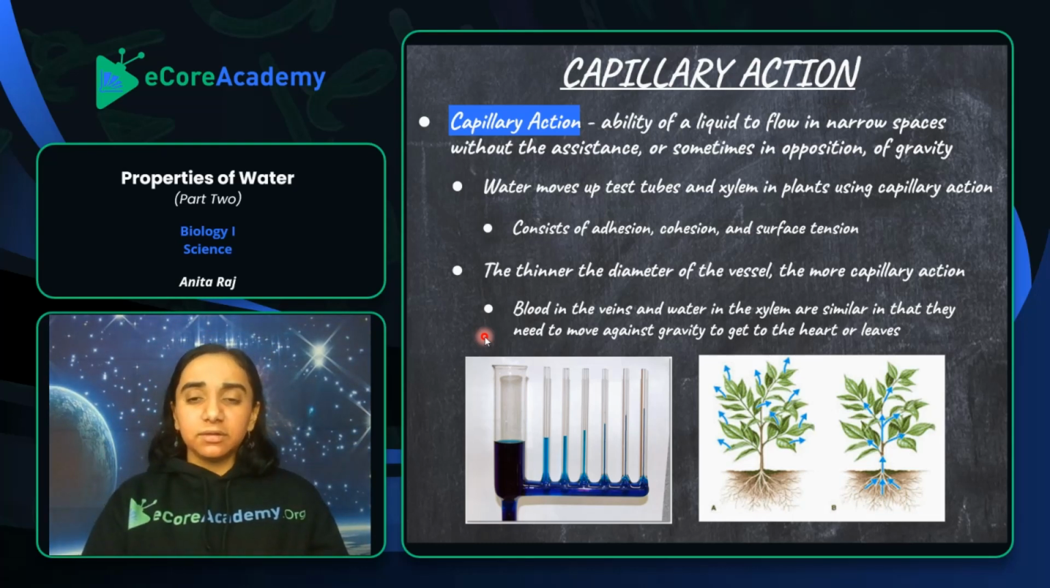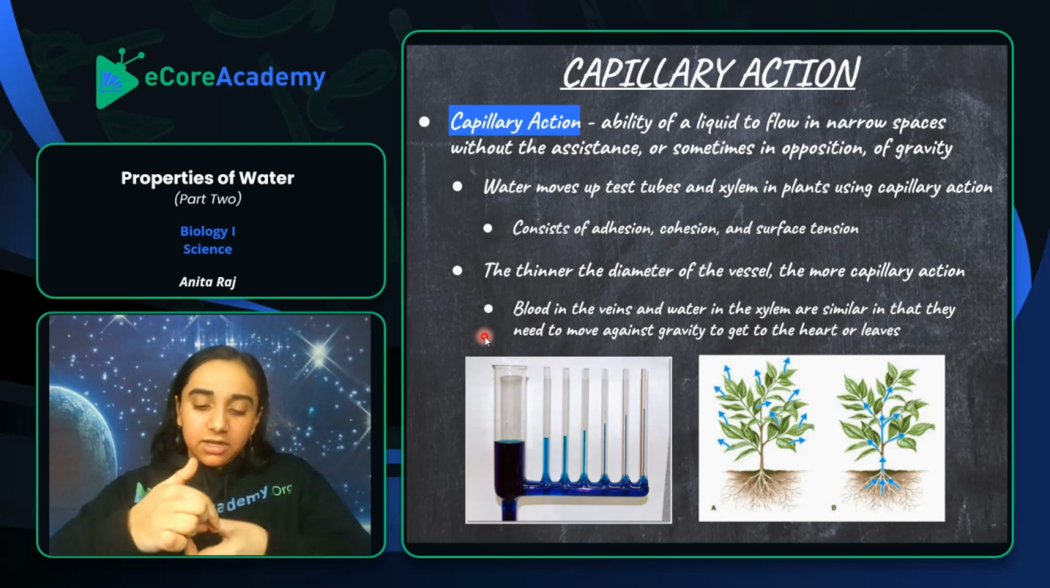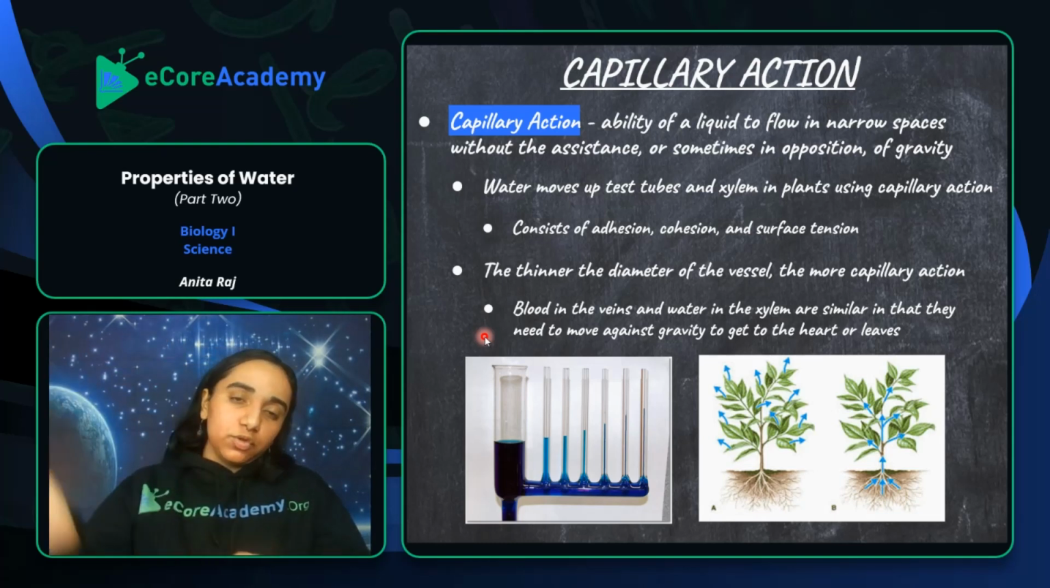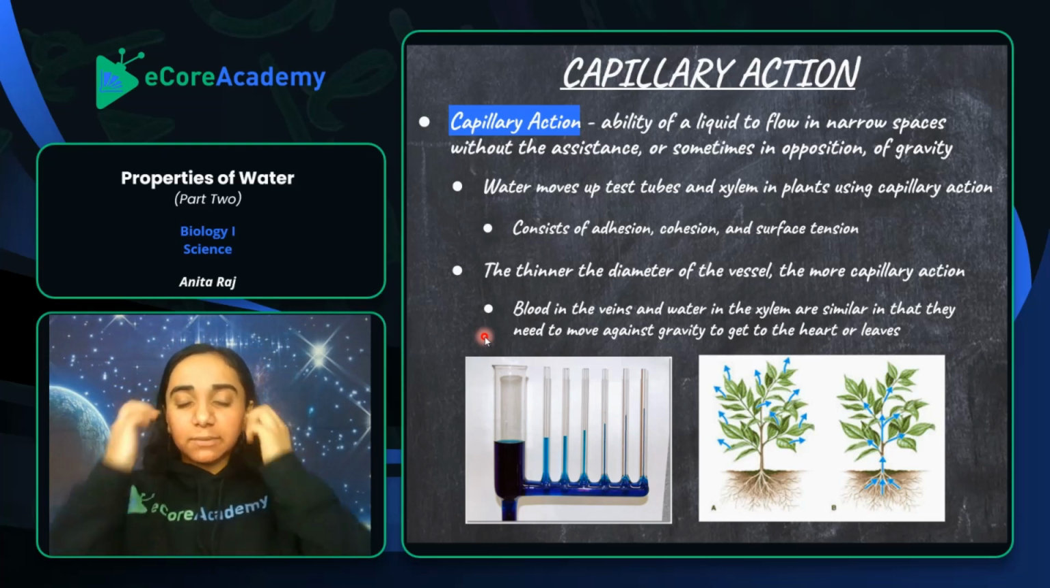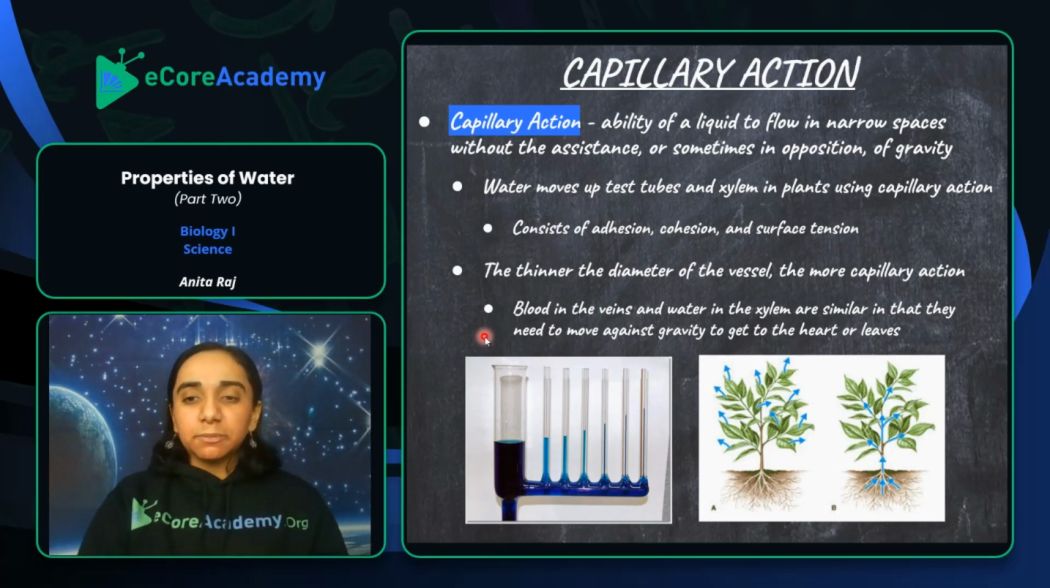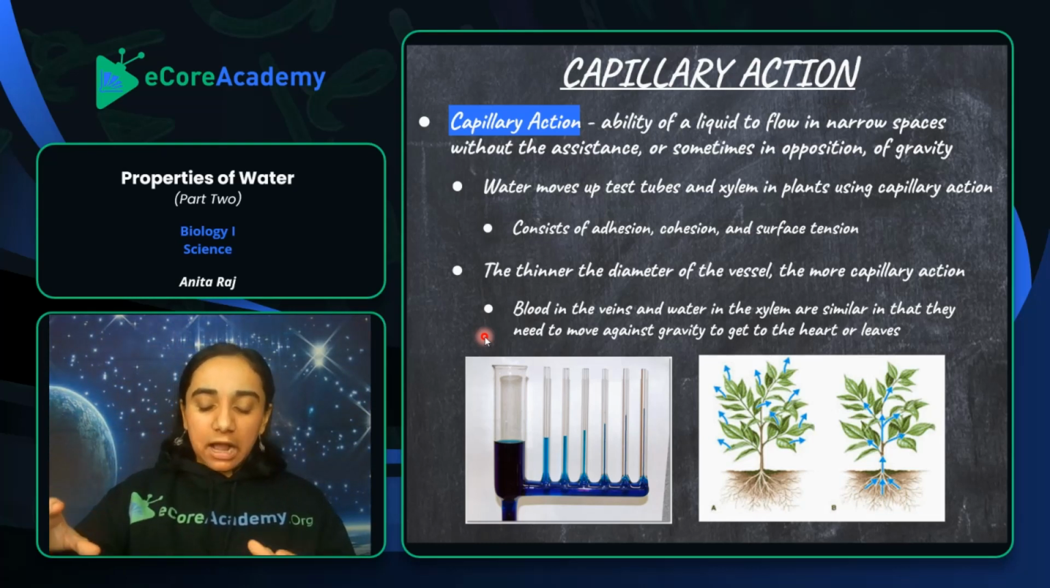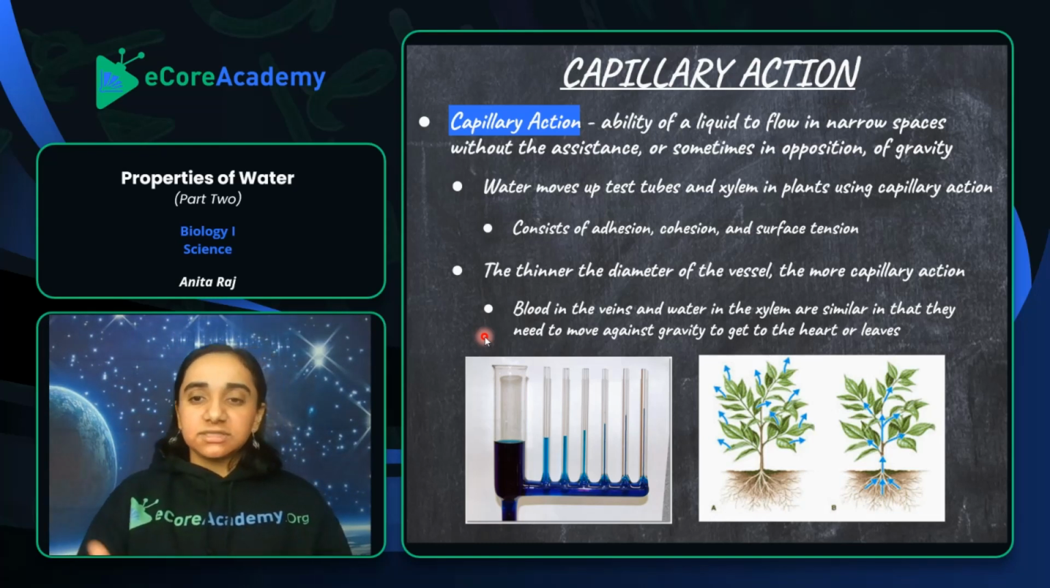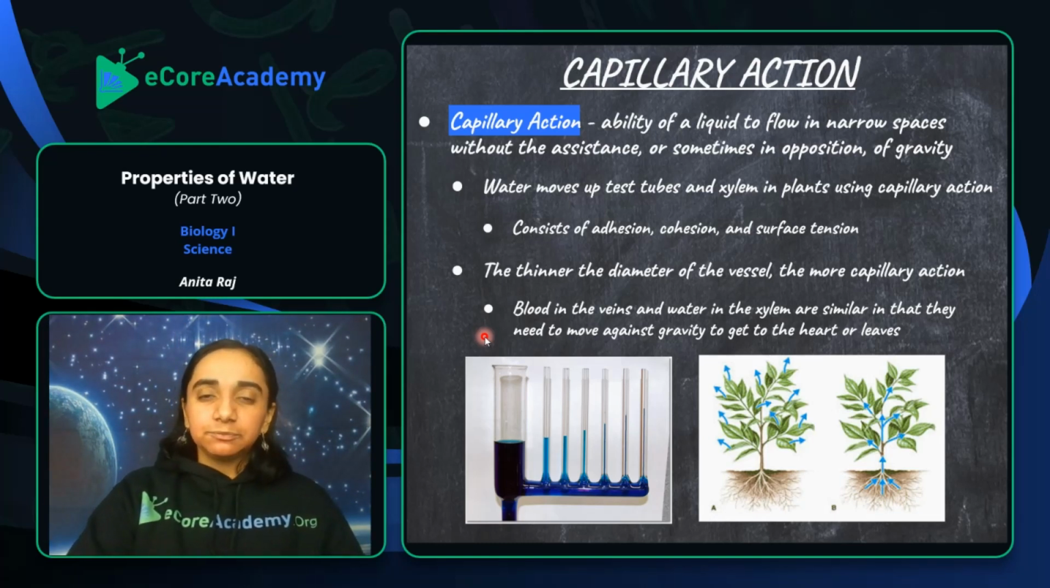But because the blood is attracted to the sides of the vein, the adhesion is actually able to pull it up against gravity, and then it's able to get it back to your heart, similar to plants, how the water molecules move from the roots to the stem through the xylem, like we keep talking about.